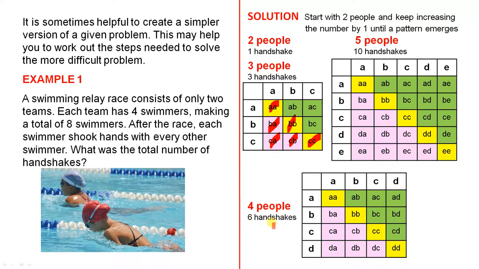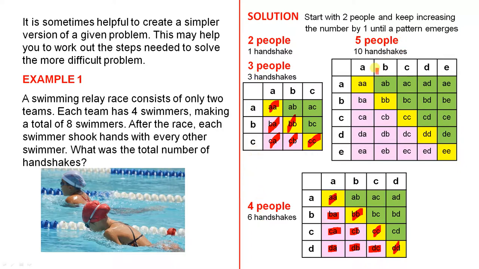When there are 4 people, you do exactly the same thing. You get rid of those because that's only 1 person, and we don't count 1 person shaking hands with himself or herself. That just doesn't work. BA is the same as AB. So we keep crossing these off because they are the same as these green ones. So the only ones we're interested in are the green ones. And look, 1, 2, 3, 4, 5, 6. 6 handshakes. 2 people, 1 handshake. 3 people, 3 handshakes. 4 people, 6 handshakes.